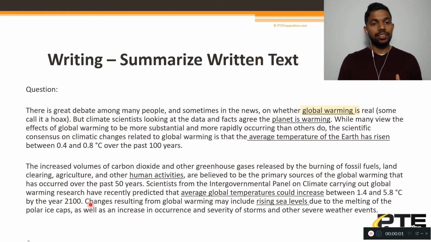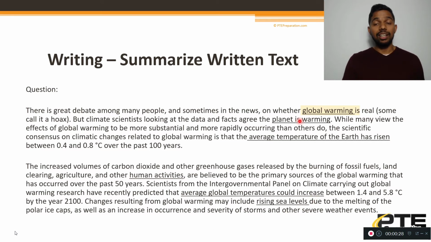And moving on, they're saying that changes resulting from global warming may include rising sea levels due to the melting of polar ice caps, as well as an increase in occurrence and severity of storms and other severe weather events. Now, over here, I have underlined rising sea levels because that's the main conclusion of this sentence, and they've given reasons for that. But the main point is that sea levels are rising.